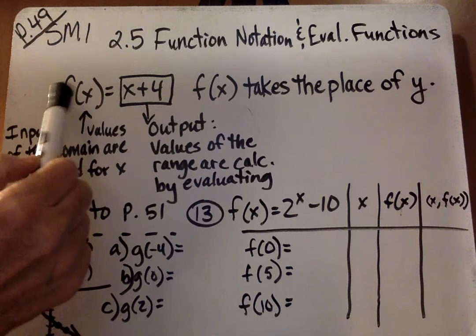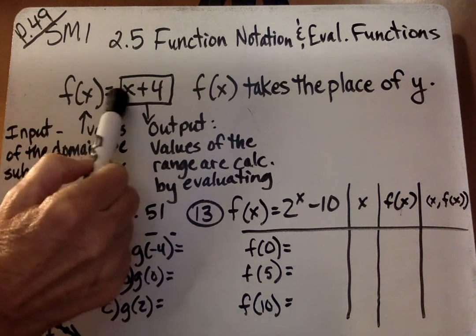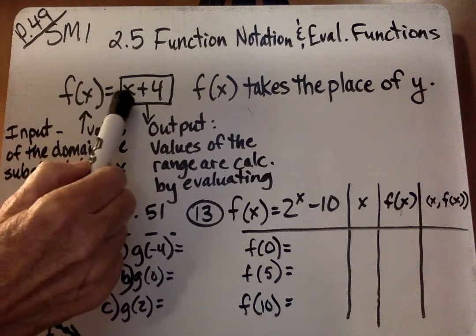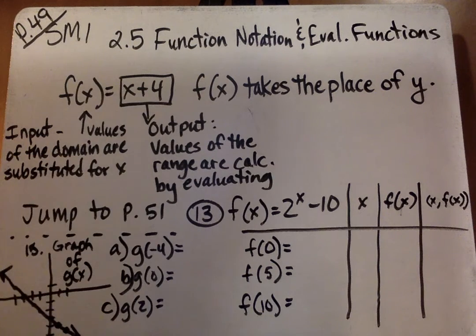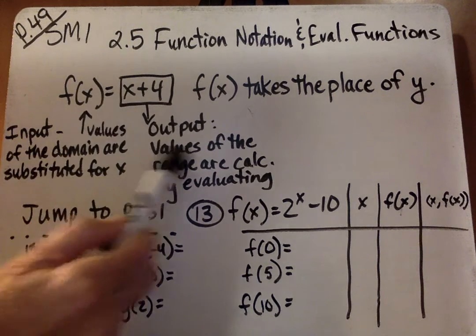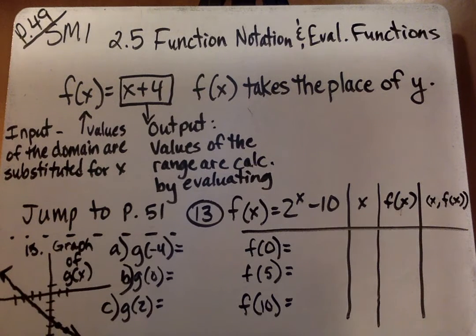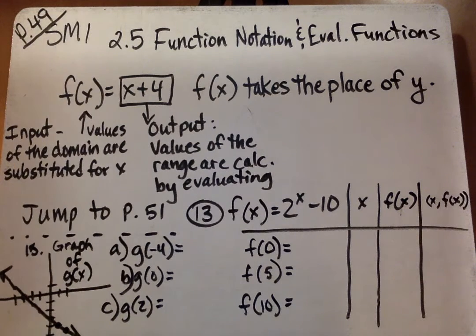So if I had f of 3, and I put 3 in here, f of 3 would equal 3 plus 4, which is 7. So 7 would be our output, values of the range that are calculated by evaluating whatever you put in for your x value. So I see that they do a bunch of examples for you.